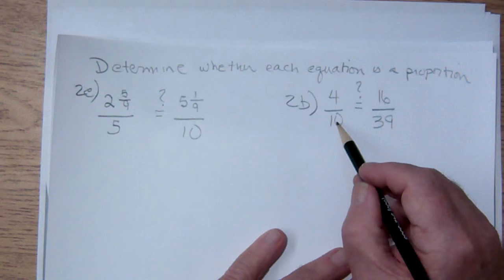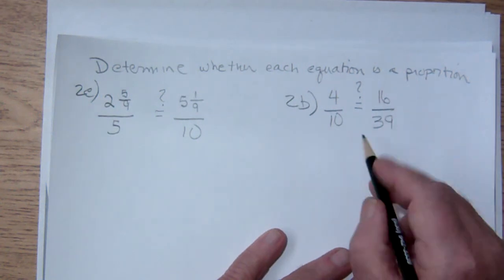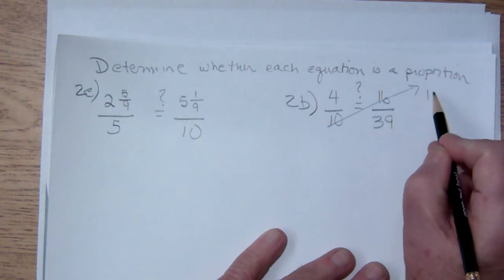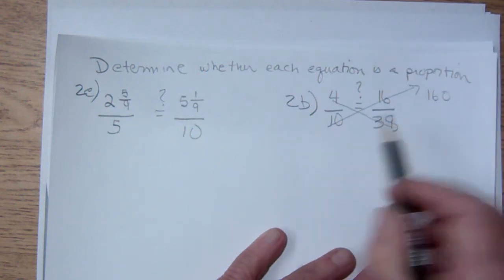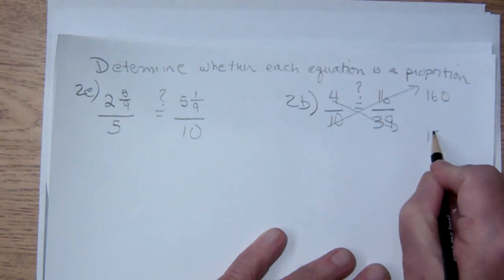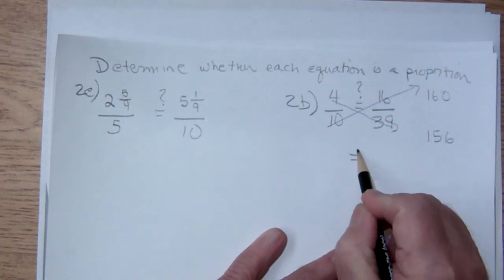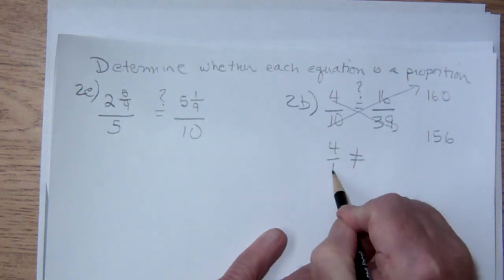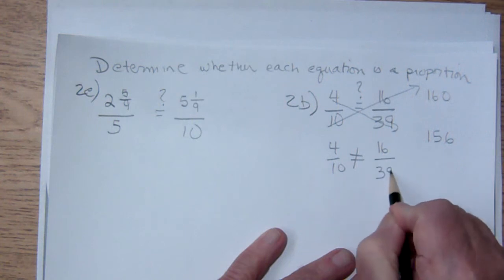If I take, using cross products, 10 times 16, I will get 160. But this way, when I do it, I will get 156. So since these two numbers are not equal, these are not a proportion. So 4 over 10 is not the same as 16 over 39.